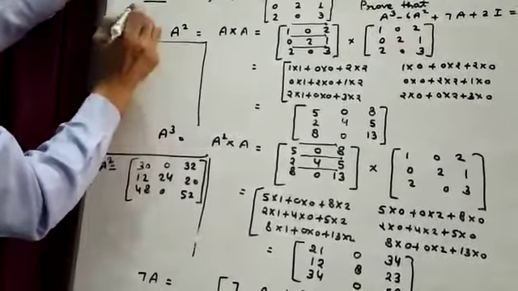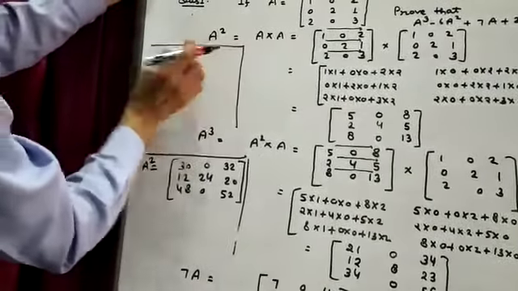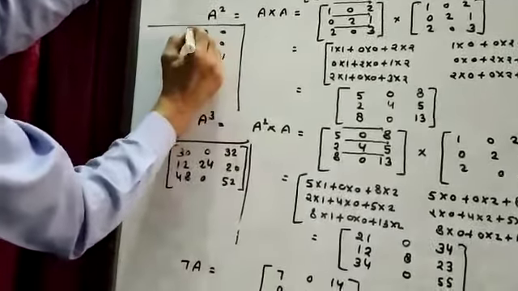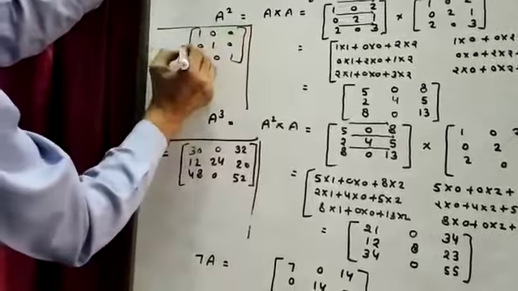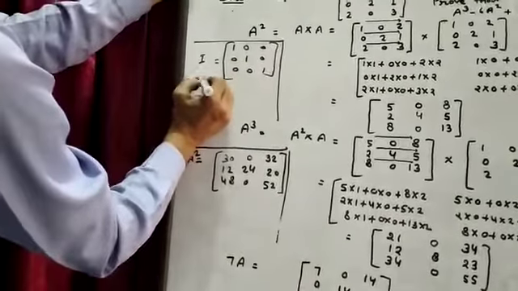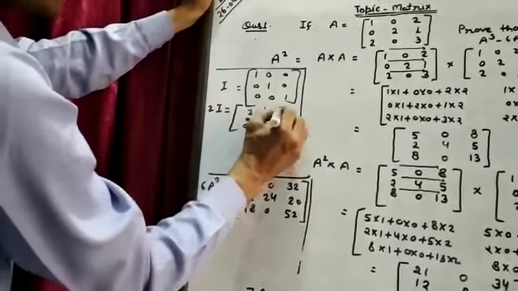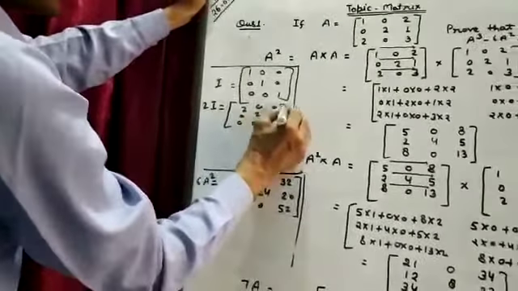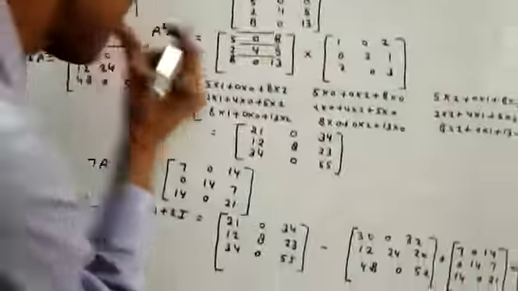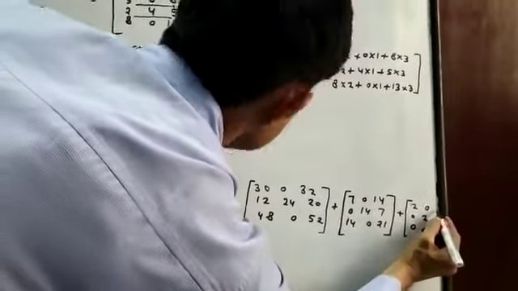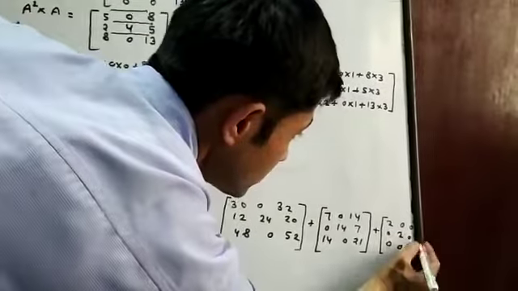2I is, first of all, identity matrix will be 1 0 0 0 1 0 0 0 1. This is the identity matrix of 3 by 3. Now you have to find 2I. So we write directly 2 0 0 0 2 0 0 0 2.